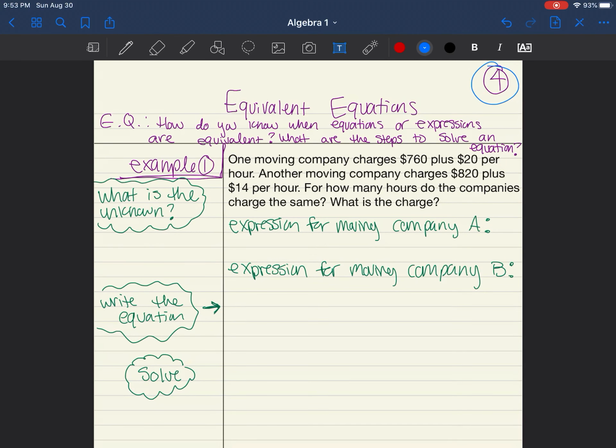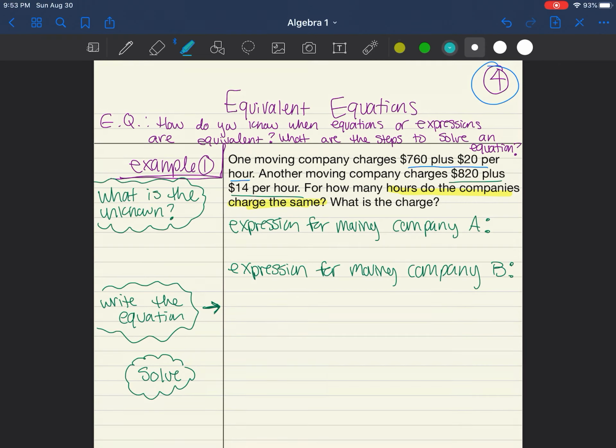Alright, example 1 says one moving company charges $760 plus $20 per hour. Another moving company charges $820 plus $14 per hour. For how many hours do the companies charge the same amount? And then we'll figure out the charge.